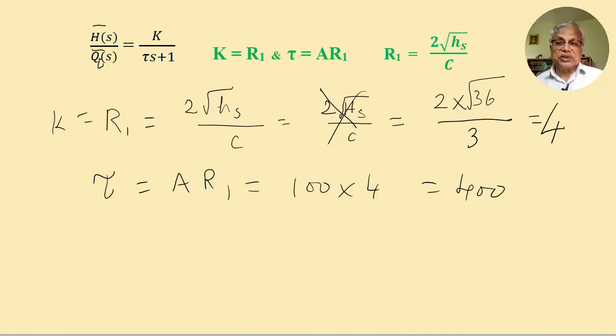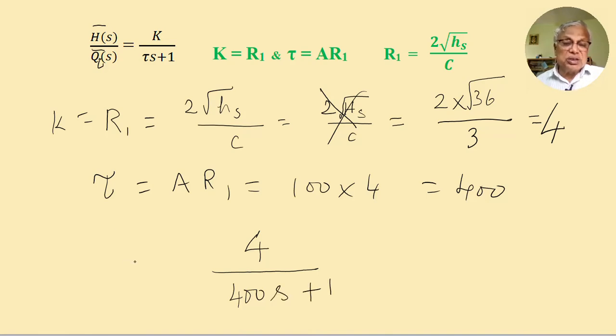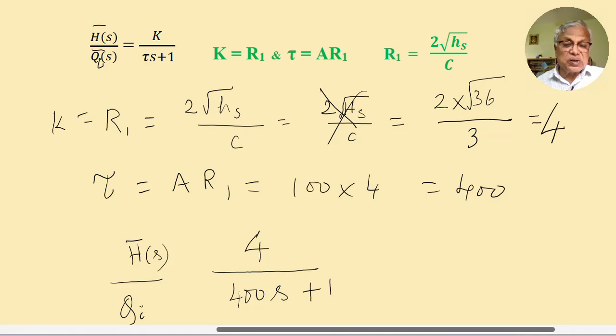So the required transfer function: K is 4, tau is 400. So the transfer function is H bar S by Q i S equal to 4 by 400 S plus 1. So this is the answer.